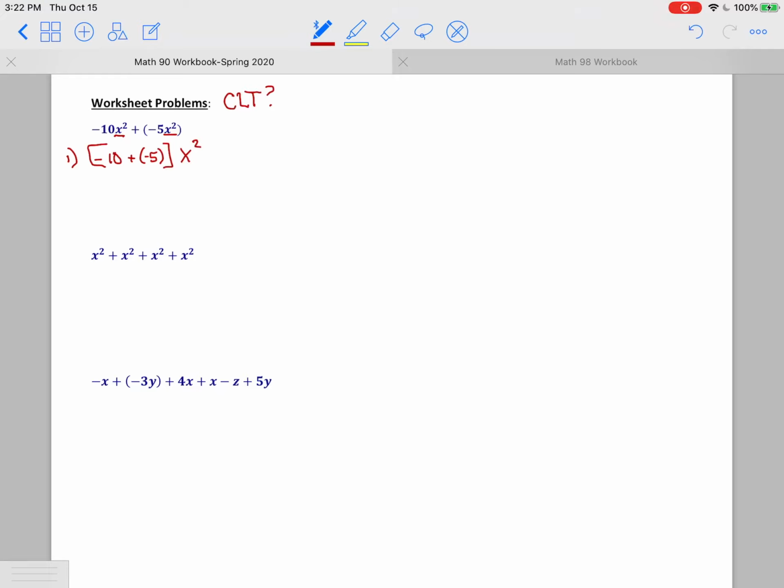But they're all x squareds. We don't change, we keep the variable the same, right? So in the end, this is going to become negative 10. I'm overdrawn $10 and I spend 5 more. Negative 15, negative 15x squared.